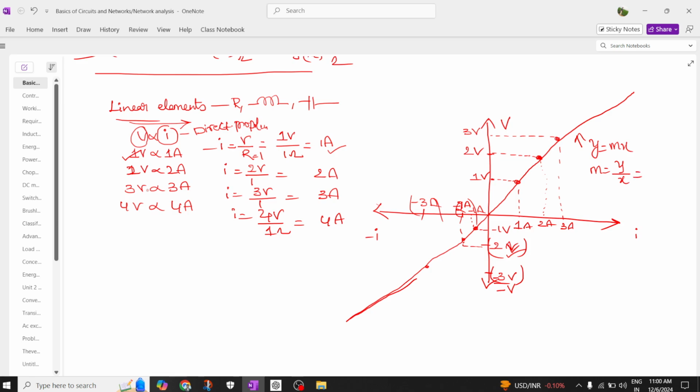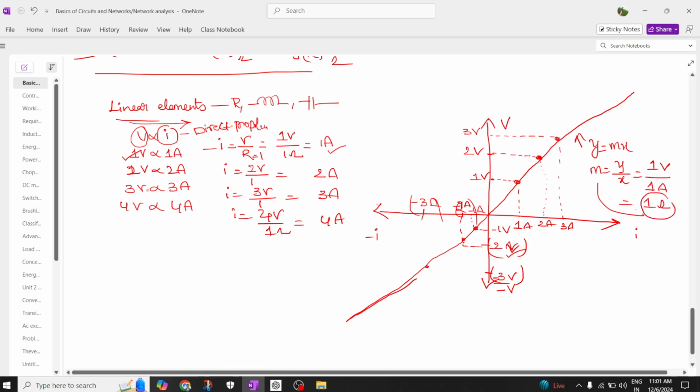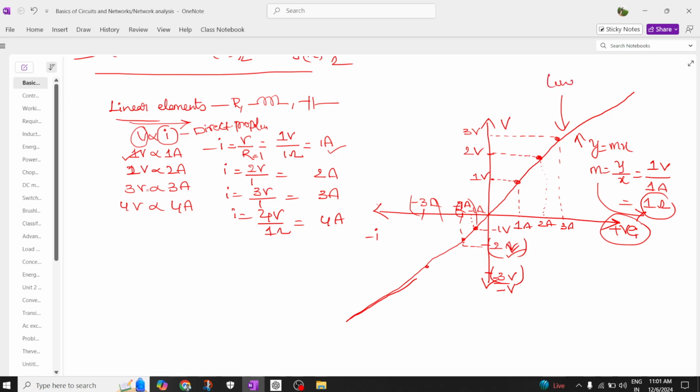Y is how much? 1 volt. Current is how much? 1 ampere. Slope is how much? So what is the slope? We are going to get V by I, which is nothing but 1 ohm. So here the slope is positive. If the slope is positive, I can say this is a linear element.